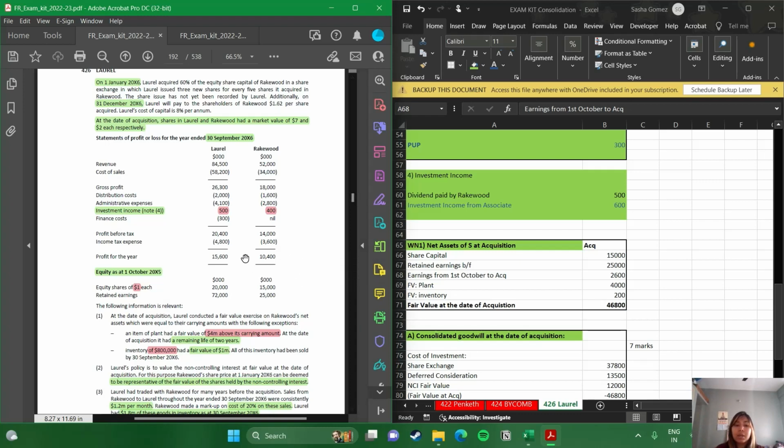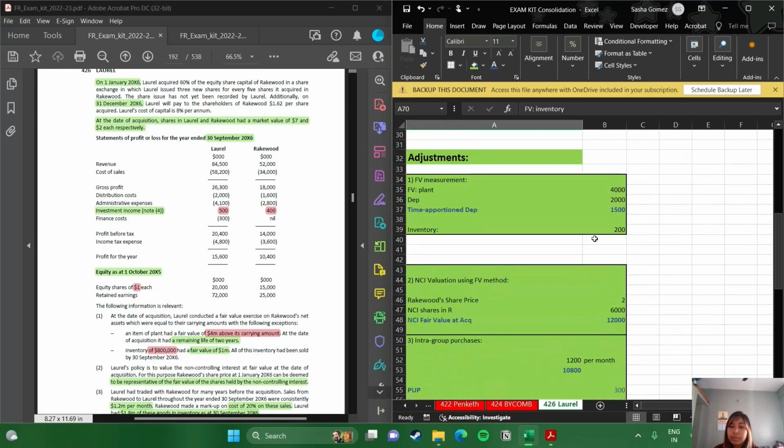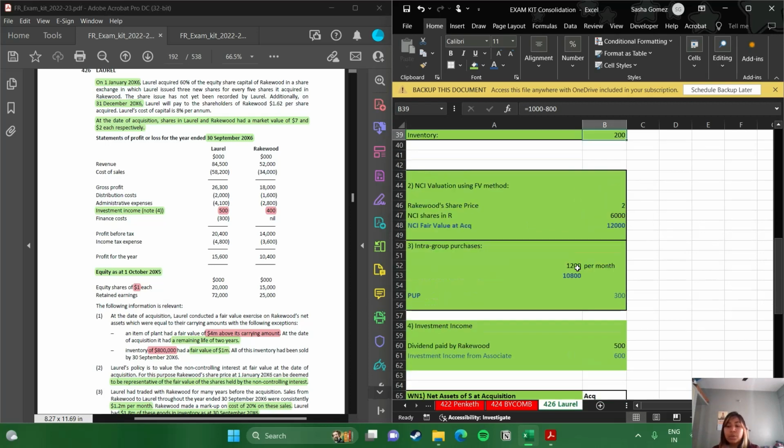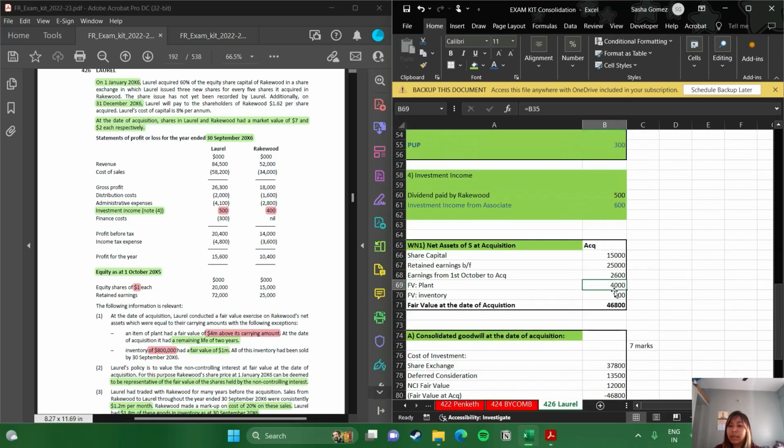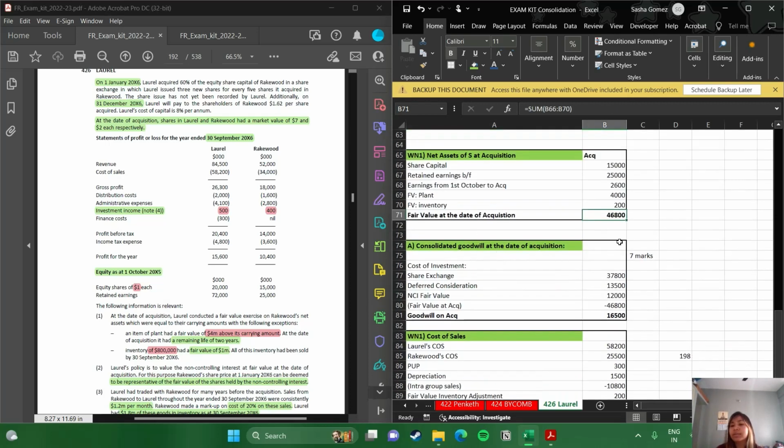So for 3 months, you take the profit for the year of the subsidiary, that is Rakewood, and then you time apportion it, 3 divided by 12. That is your amount. Then your fair values that you've calculated, so plant and inventory. Plant is 4,000, and inventory increased by 200, added here. So then you get your fair value at the date of acquisition. Now you can calculate your goodwill as usual.